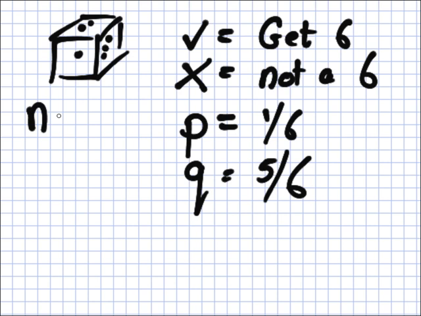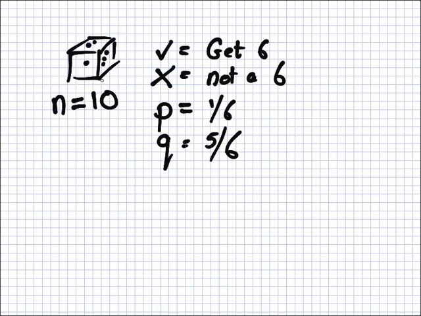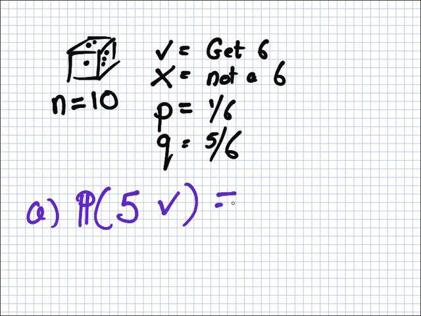And let's say I roll the die a total of 10 times, and I'll give you an easy enough one to warm up here. Let's say the probability of 5 successes. I'll just use a little tick for success. 5 successes. What would that be?